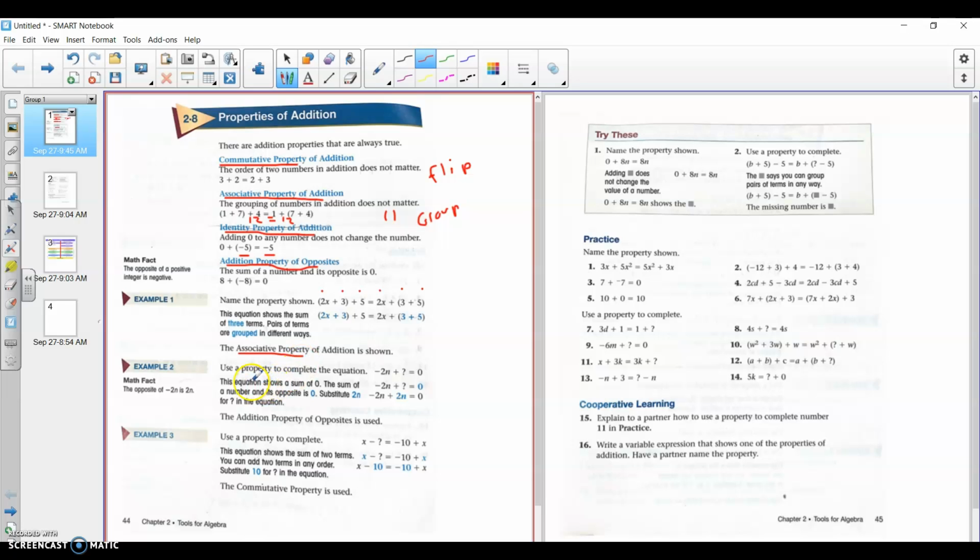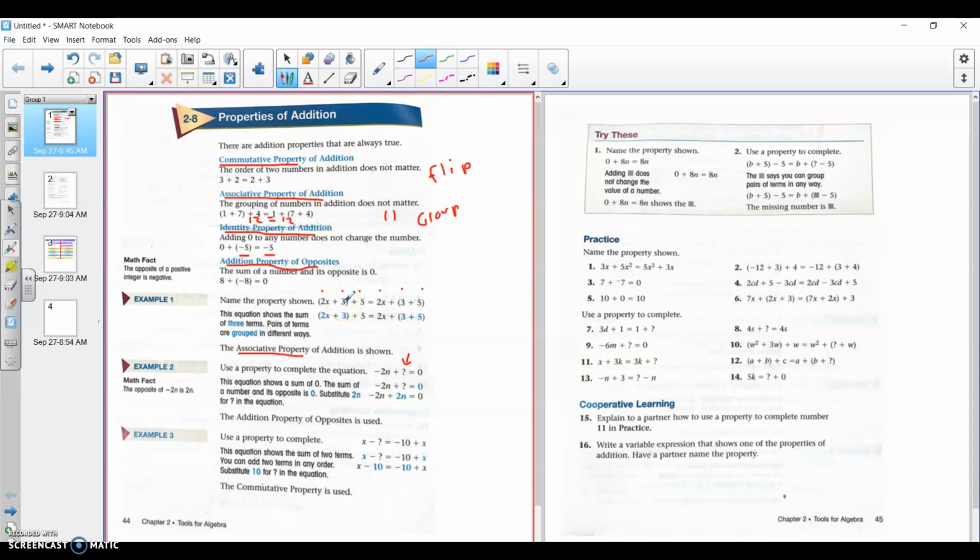Look for example number 2, property to complete the equation. Here they're giving you a question mark, and you have to fill in what's missing on the question mark to make that statement true. And in today's work, they're going to do the same thing. They're going to give you a question mark. You have to determine what value is going in that place. Use the property to complete the equation. Use a property. So you got to figure out which property.